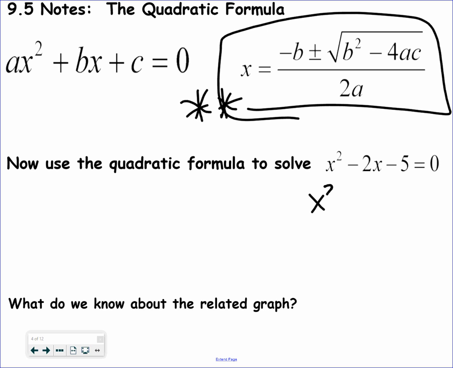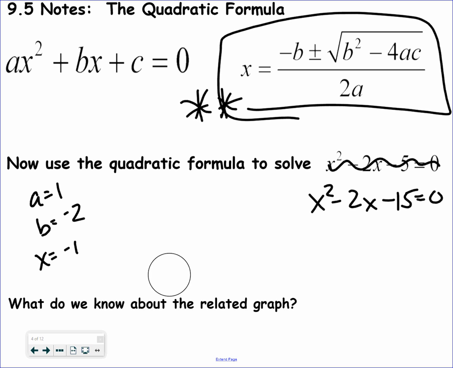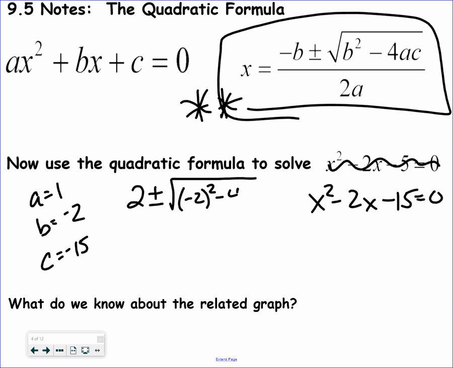And so I'm going to change this question right here back to the one that I remember, don't tell your teacher. So a would equal 1, b would equal negative 2, and c would equal negative 15. And so now I'm going to use the formula instead. So negative b, or the opposite of b, plus and minus the square root of b squared minus 4ac all over 2a.